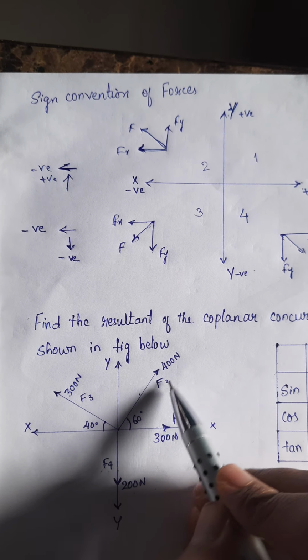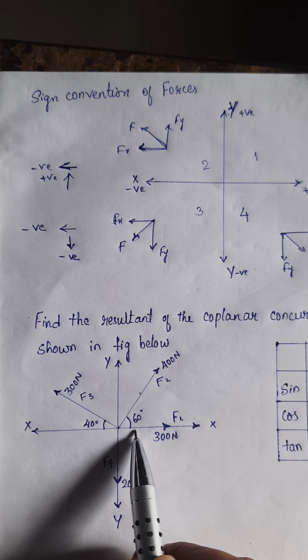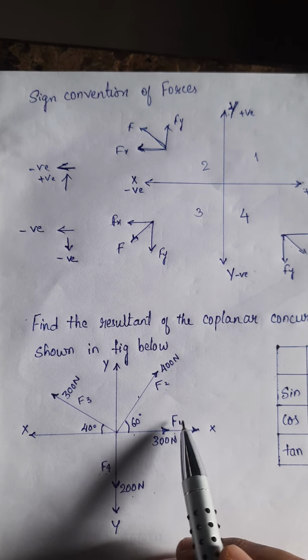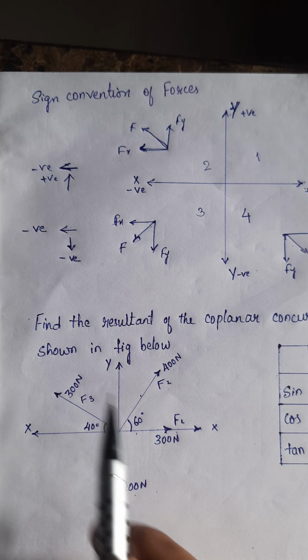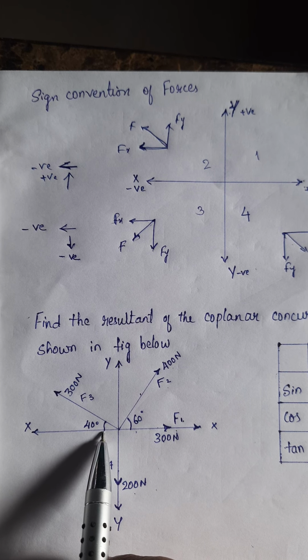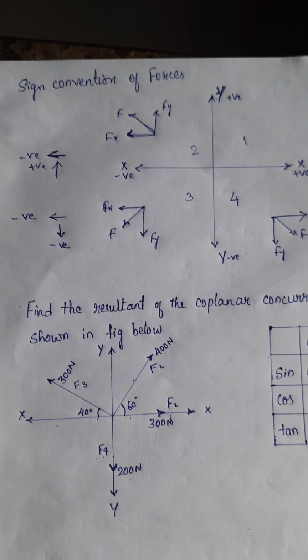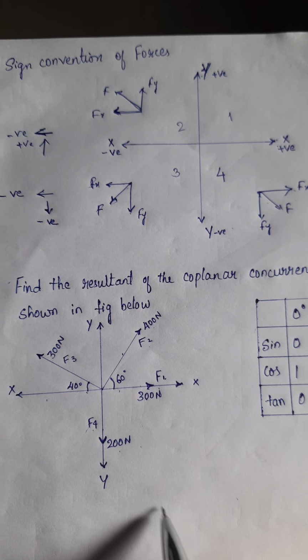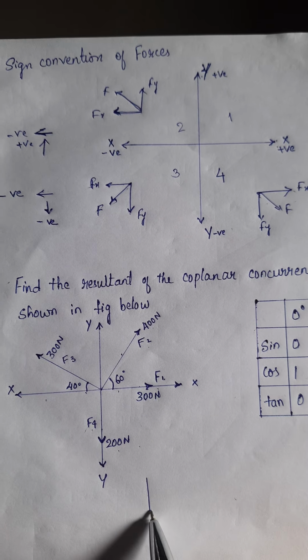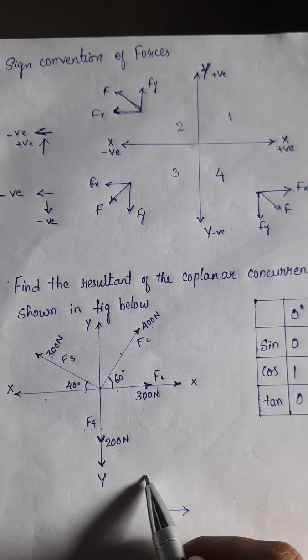One is F2, 400 Newton, inclination is 60 degree with respect to x-axis. Another is F3, 300 Newtons, inclination is 40 degree with respect to x-axis. Now resolve these forces. How is it? Just take the exact shape as it is, but one force at a time.